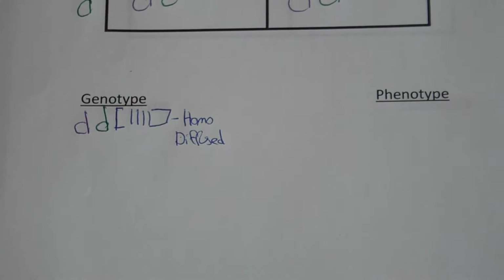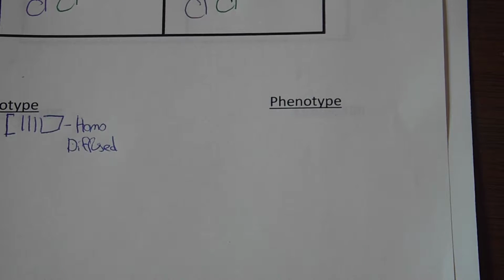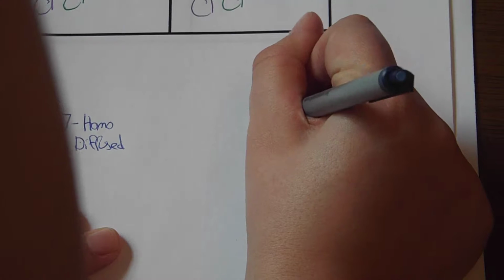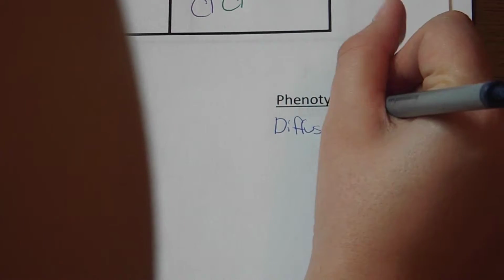Excuse my very bad handwriting. Now in the phenotype section, all you would write down is diffused, and how many there are. And I do tally marks.